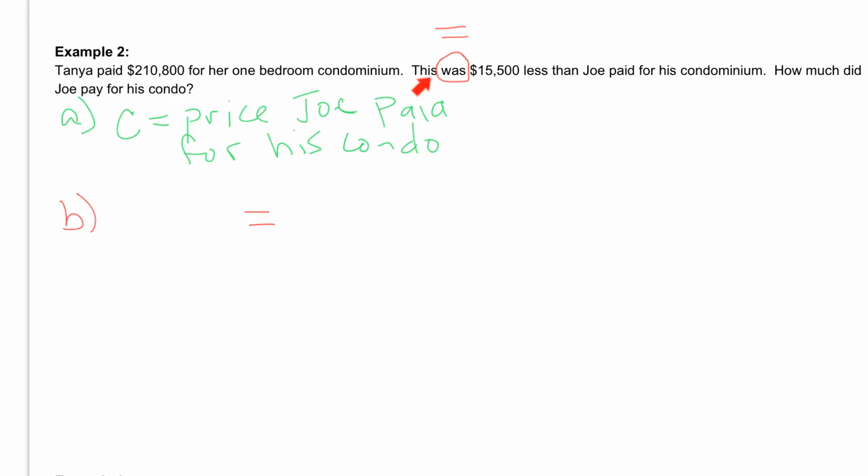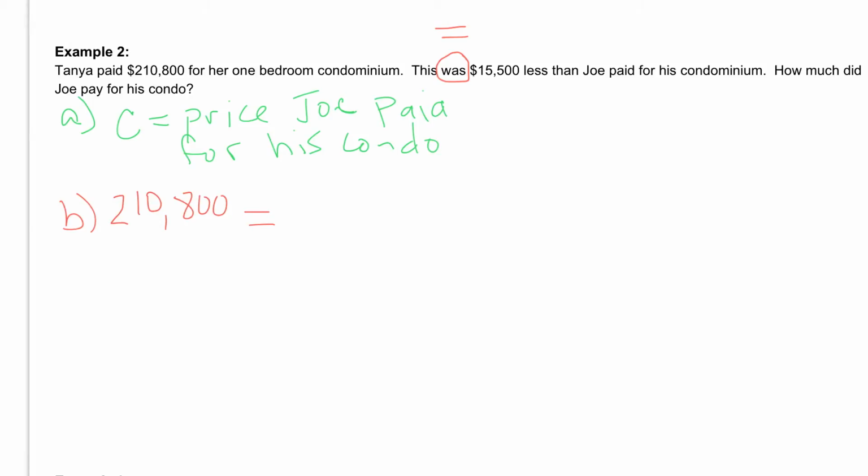And then I'm going to look at what this represents. This represents something from the first sentence. The first sentence talks about Tanya paying a certain amount of money for her condo. The this refers to that money, that $210,800. So that goes on the left-hand side of my equal sign.